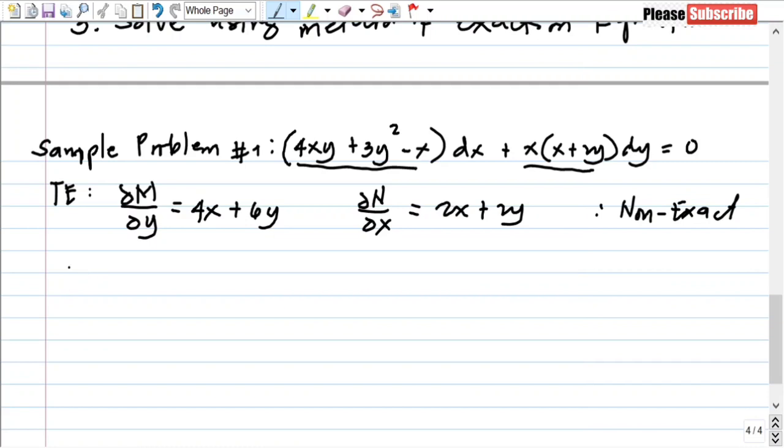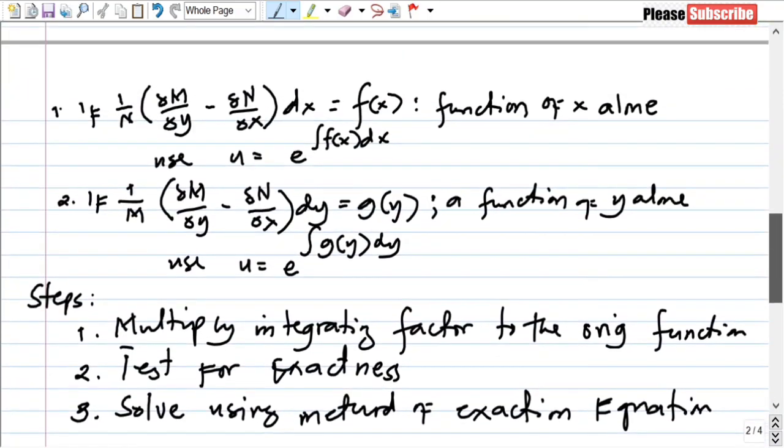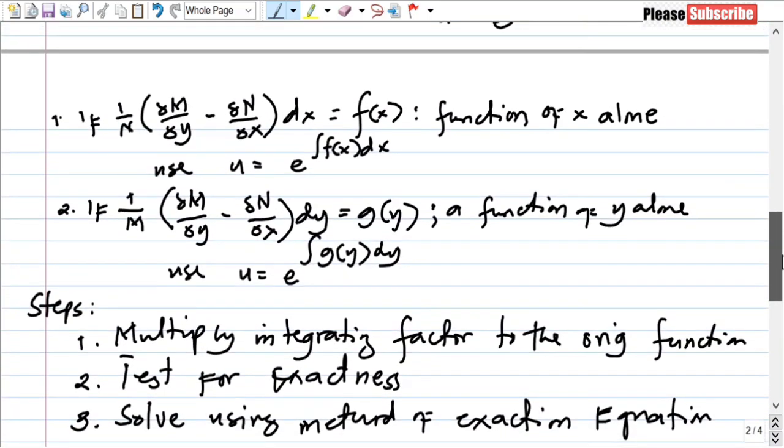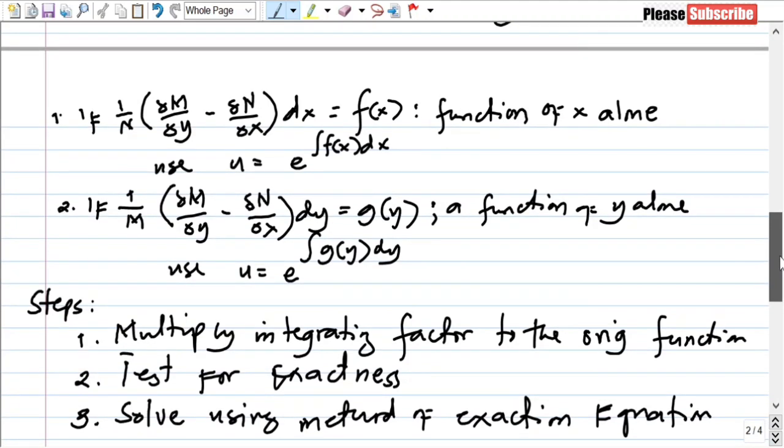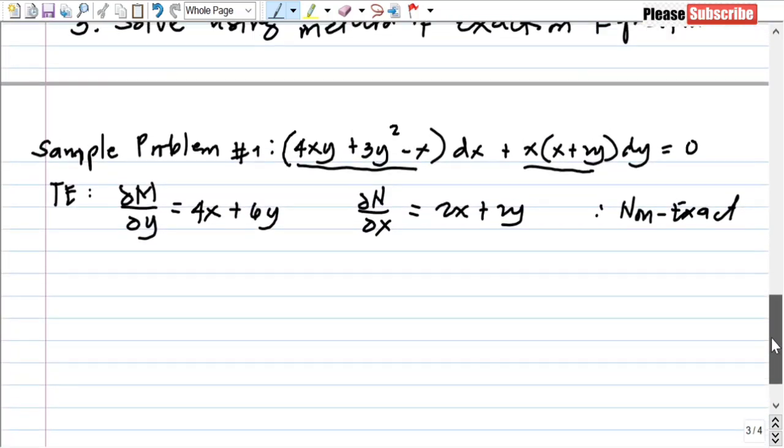So, let's find out. Ano yung formula natin kanina? Ito. Ayan. Subukan natin yung una. 1 over N, and then partial derivative of M with respect to y minus partial derivative of N with respect to x, para makuha natin yung f of x. Tingnan natin kung function of x alone lang. So, ang formula natin is 1 over N. Okay, take note, the partial derivative of M with respect to y minus the partial derivative of N with respect to x. And tingnan natin kung function of x alone lang ito.